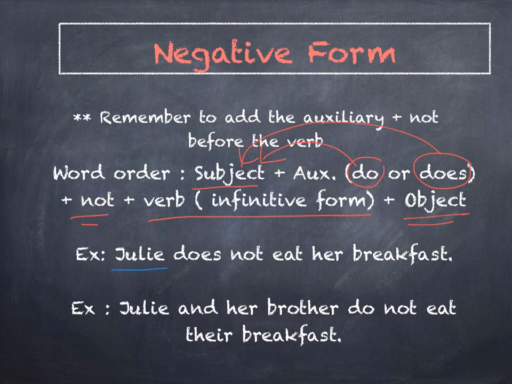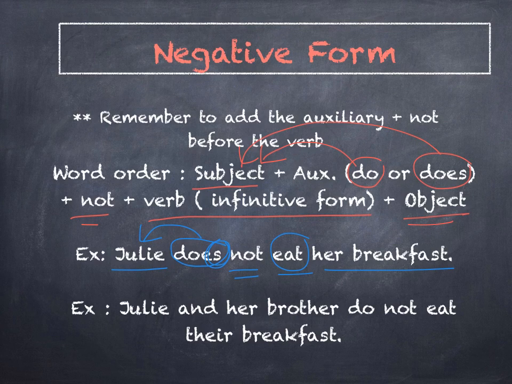Julie, third person singular, so I chose does to agree with my subject in the third person singular. Not because it is the negative form. I keep my verb infinitive, so eat will not take the S. My S is here now, not there. And the object, her breakfast, is found after the verb.